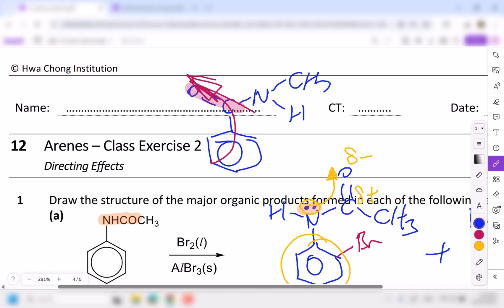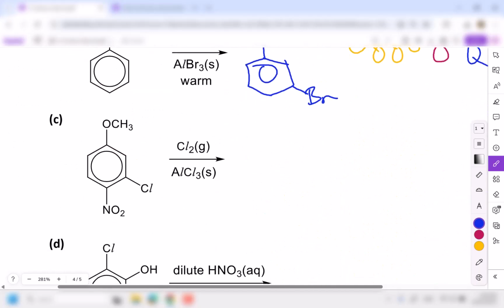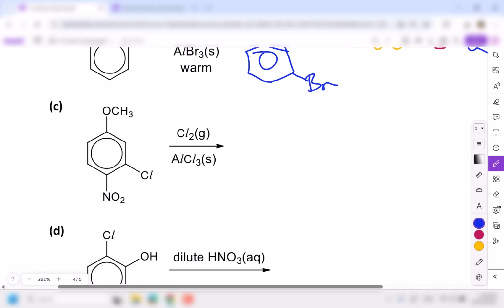Then some of you might ask, what about the lone pair here? The lone pairs here will have no effect on the phenyl ring because it will be withdrawn towards the oxygen, so it will not be able to interact much with the phenyl ring. Then what about part C?